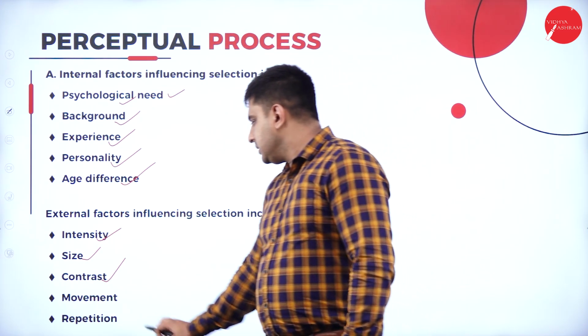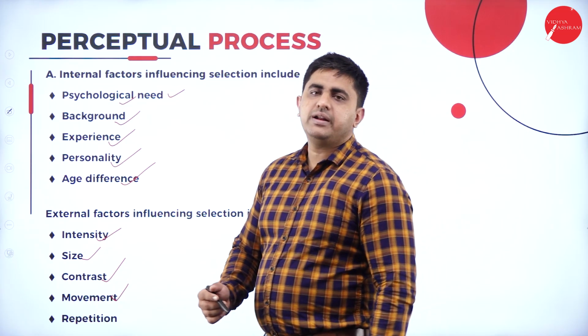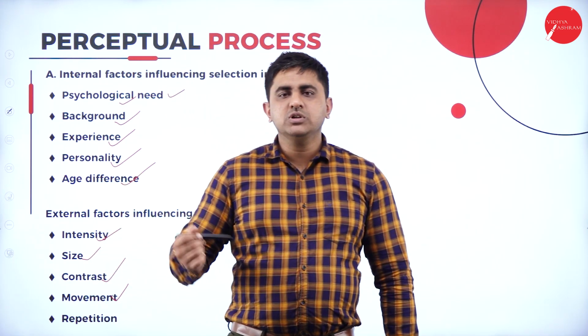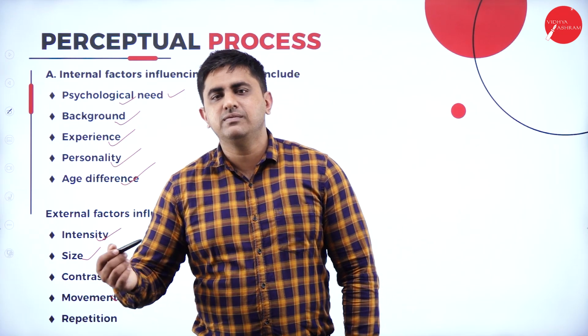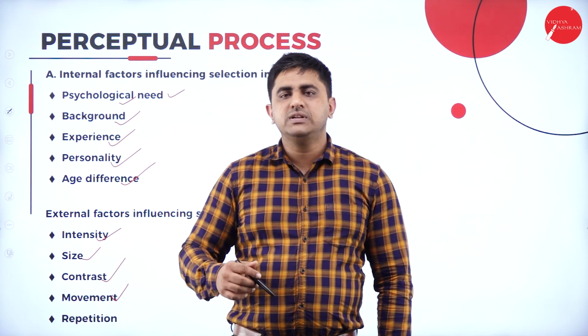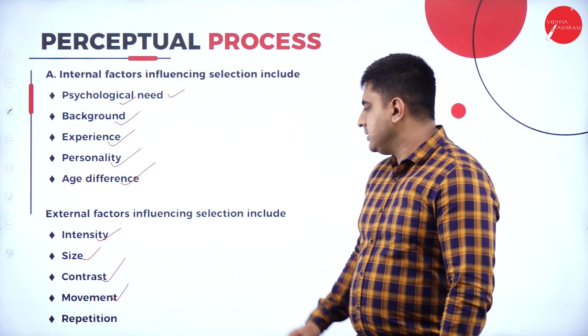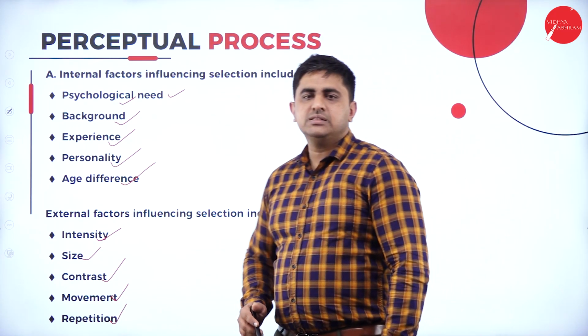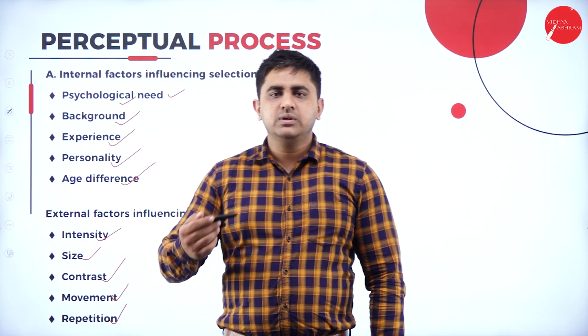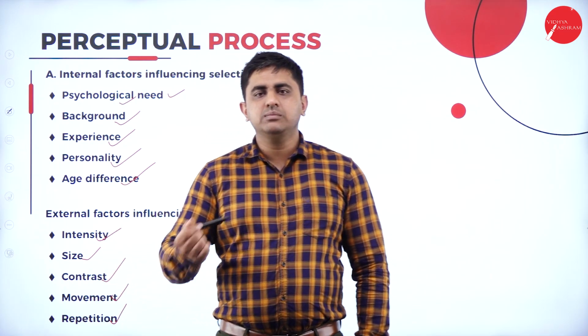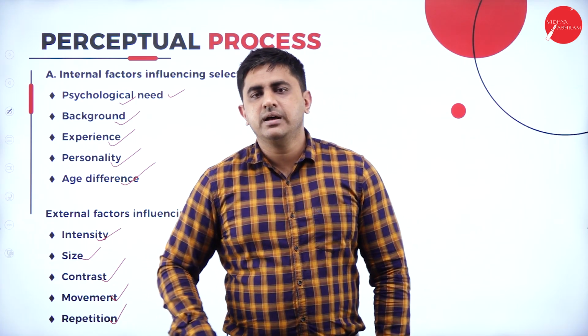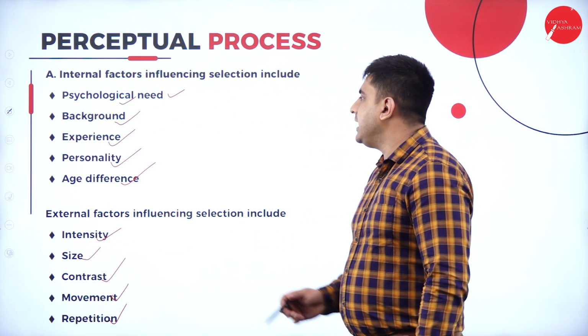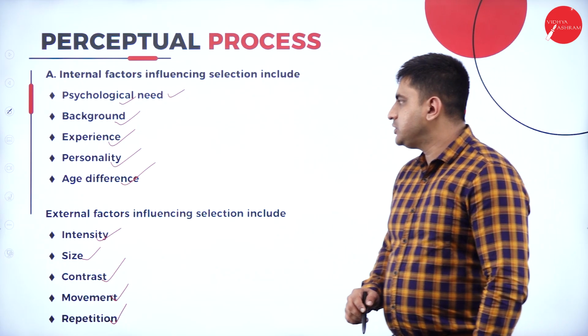Then movement. Like I already explained, a bike in motion will be perceived first rather than a bike which is stationary or parked. That is movement. Then repetition. Repetition means if you are looking at an advertisement over and over again, you get to know it better, so it comes into your memory. That is repetition. So this is regarding perception: selection of stimuli.